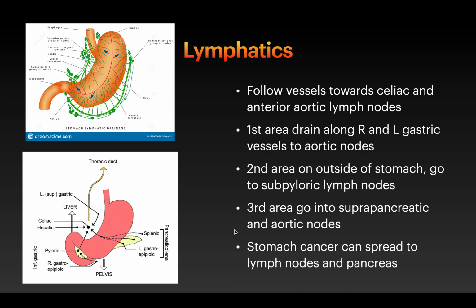So there are tons and tons of nodes around the stomach, and that is problematic because any stomach cancer can erode through all the walls of the stomach and go into either the lymph nodes or the pancreas. And as you can see here, once you get into the lymph nodes, it's almost game over because it goes into the thoracic duct, and thoracic duct goes everywhere.